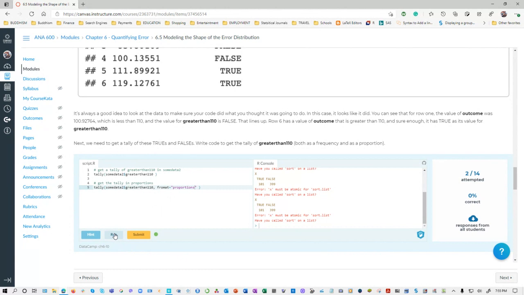Must be tally. Okay, I'm going to do it this way. So tally. Let me get this one. Data. Proportions. Is that proportion? Proportion or proportion? I think it's a proportion. So you can get the proportion.